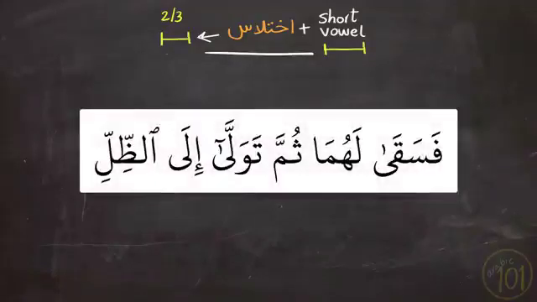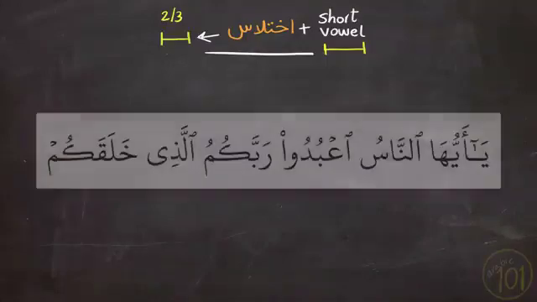The word فَسَقَى has 3 times fatha, and this means that they should all be the same length. And you should say فَسَقَى لَهُمَا ثُمَّ تَوَلَّى إِلَى الظِّلِّ. But applying اختلاس on the fatha on the fa will give you a wrong recitation, which should sound like this. فَسَقَى لَهُمَا فَسَقَى. Another common mistake is found in this ayah.